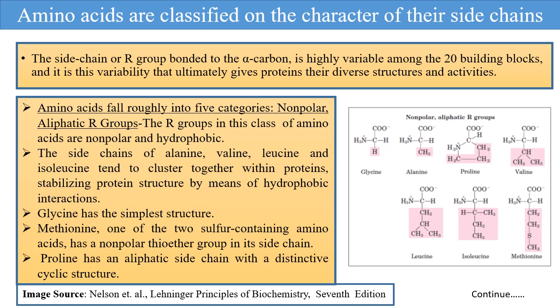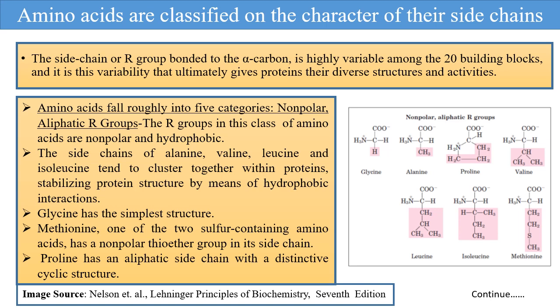The first one is the non-polar aliphatic R groups. What are non-polar aliphatic R groups? The R groups in this class of amino acids are non-polar and hydrophobic in nature. These include the side chains of alanine, valine, leucine and isoleucine. As you can see, their chemical structure has been given in the image. They tend to cluster together within proteins, stabilizing protein structure by means of hydrophobic interactions.